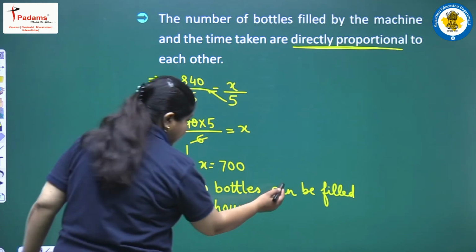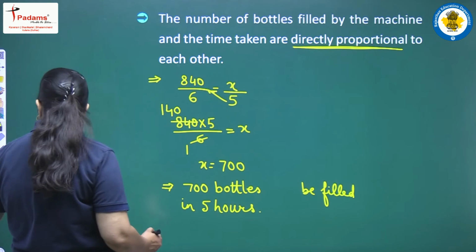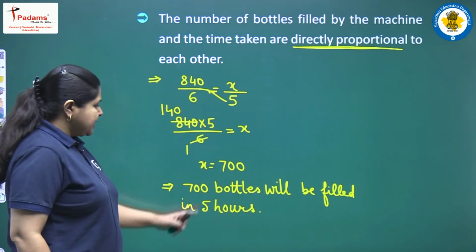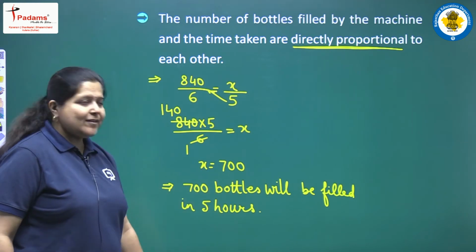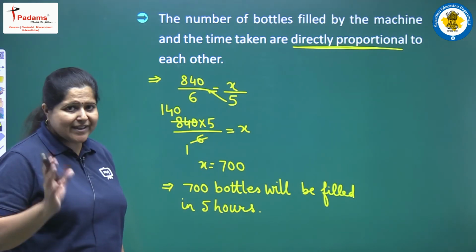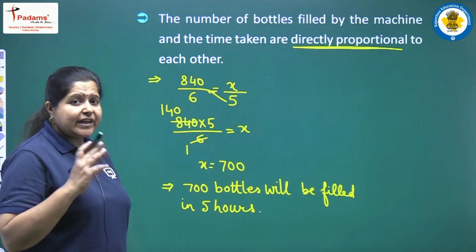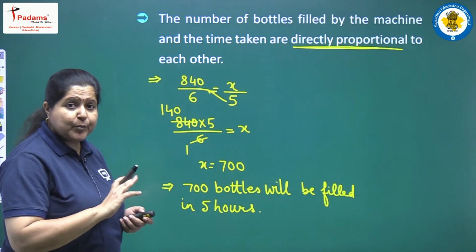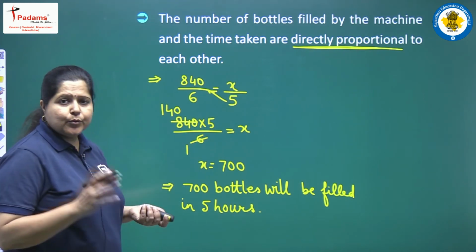In place of can, we should give the answer in terms of the question asked. 700 bottles will be filled in 5 hours. I hope the question is very much clear. Every time we are following the same pattern, and every time we are seeing that there is a direct proportion here between the two quantities.